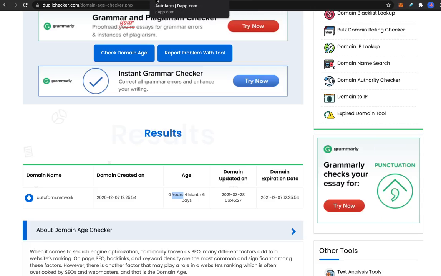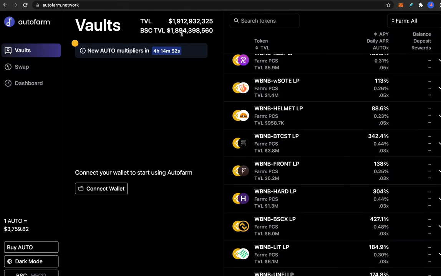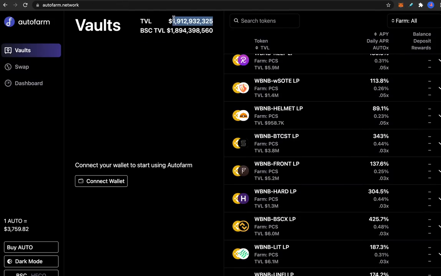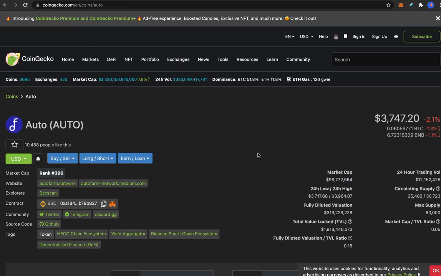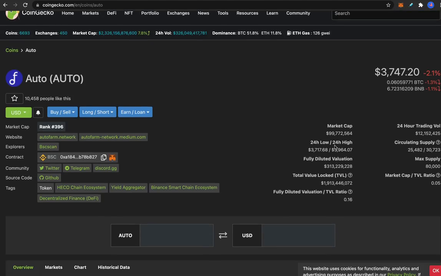Next, I think that's pretty much everything I wanted to cover about Autofarm. Actually, one more thing I forgot to say about the market cap and total value locked. In this case, because it's a DeFi project that locks liquidity, what I always compare is the total value locked compared to market cap. And what I want to take a look at here is the fully diluted valuation, which is $300 million, and the total value locked, which in this case is almost $2 billion.